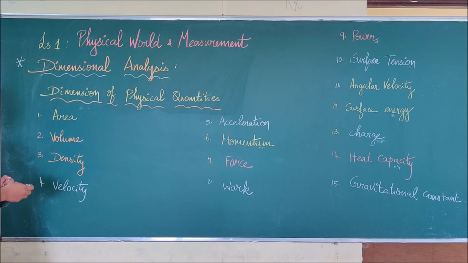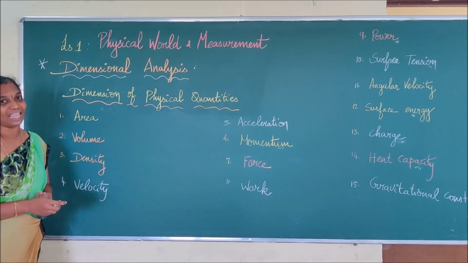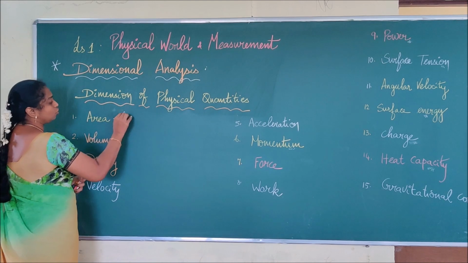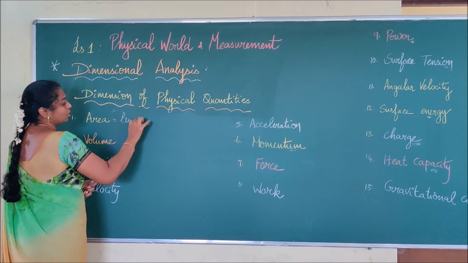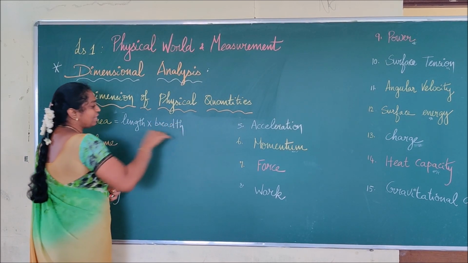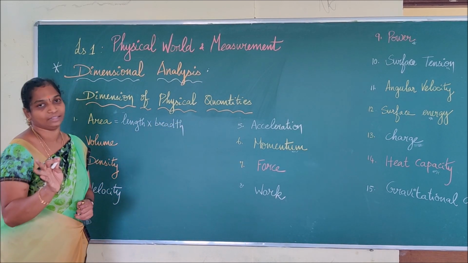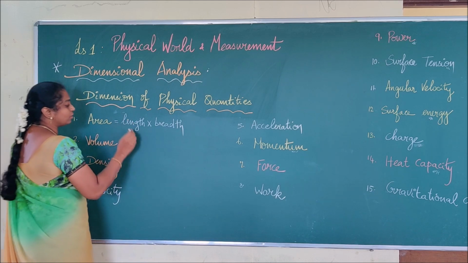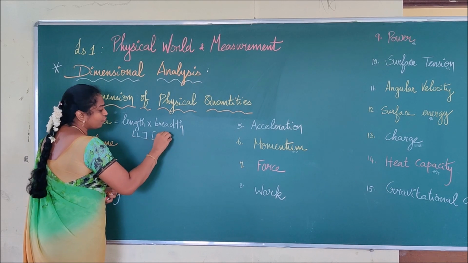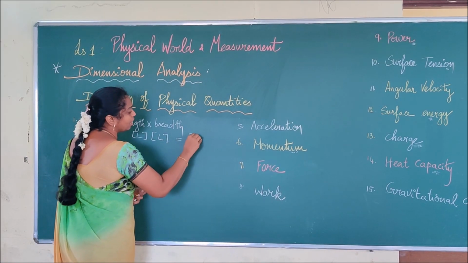So the first, simple thing I have taken is area. What is the formula for area? It is length into breadth. That is a simple formula. Length into breadth. Right? What is length? Breadth. Everything is length only, L only. Therefore for this I can write L and here also L. Then the answer is L square.